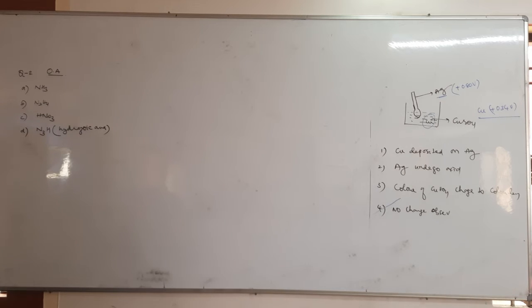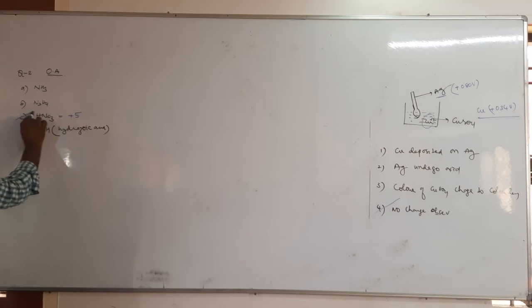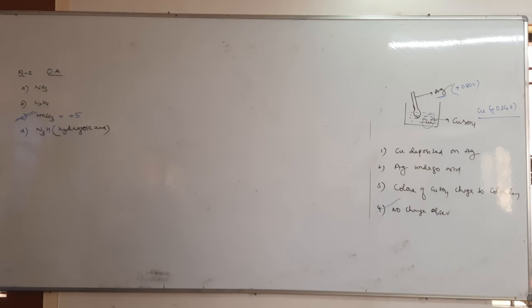Tell me, which of the following is an oxidizing agent? We know that an oxidizing agent should have the highest oxidation state in its compound. Therefore, here nitrogen in HNO3 has +5, which is the highest. If you calculate the other compounds, you do not get +5. Therefore, the element in its highest oxidation state is the oxidizing agent.